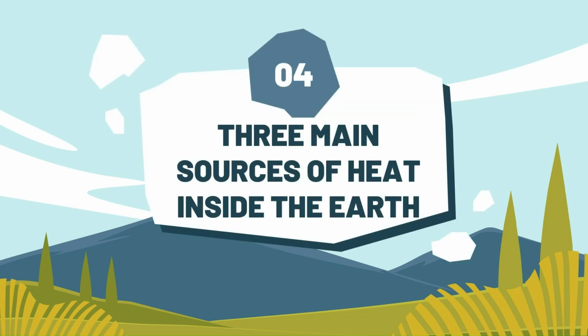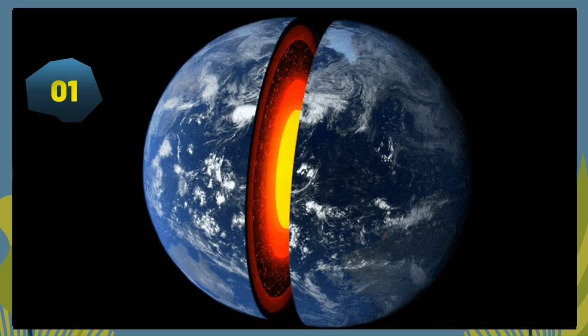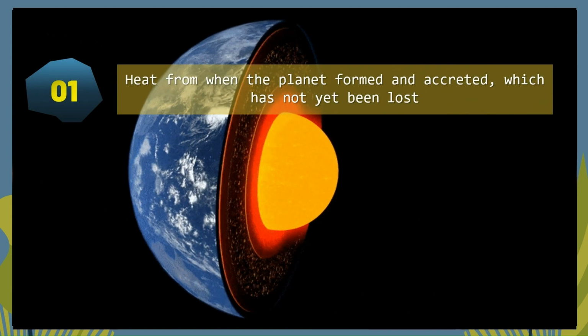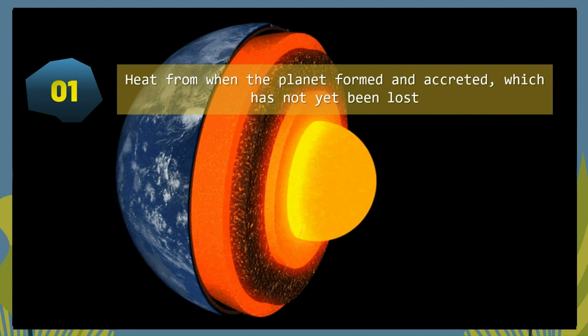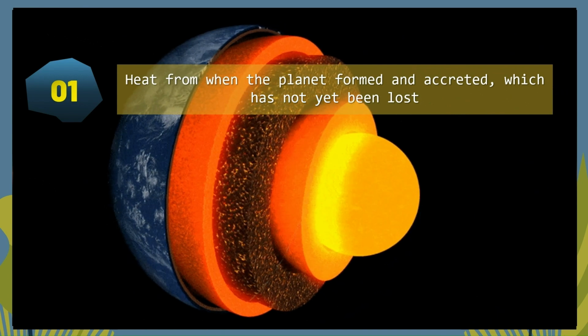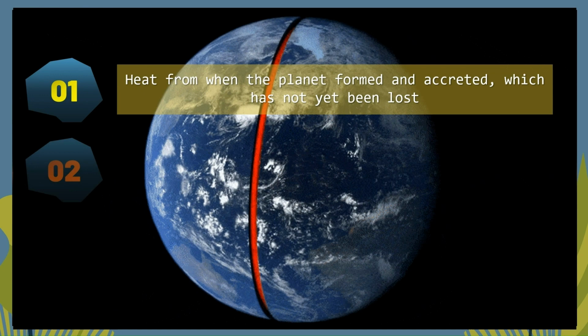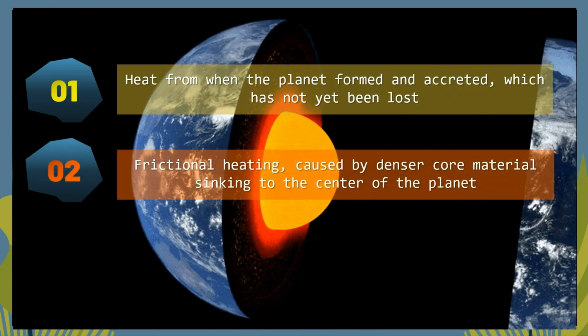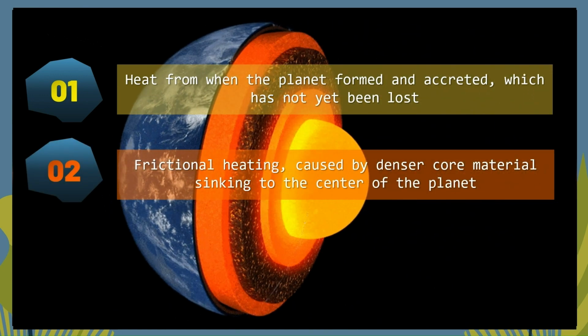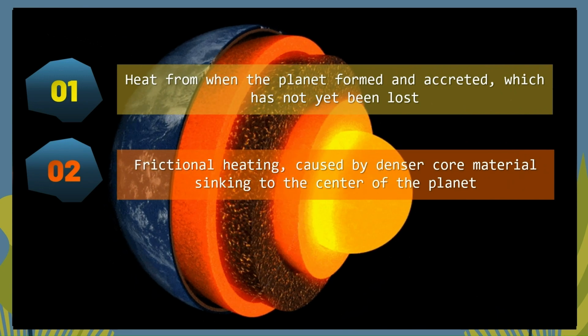Next, three main sources of heat inside the Earth. So, ano ba yung dahilan bakit mainit yung pinaka-core natin? Yan. Sources. Ano ba yung, saan ba siya kumukuha? Una, heat from the planet formation, accreted, which has not yet been lost. So, yung init na dati na meron yung core is ganun pa rin siya. Walang pagbabago.